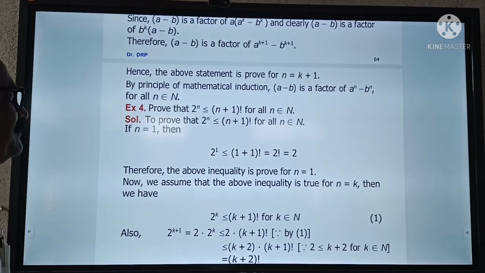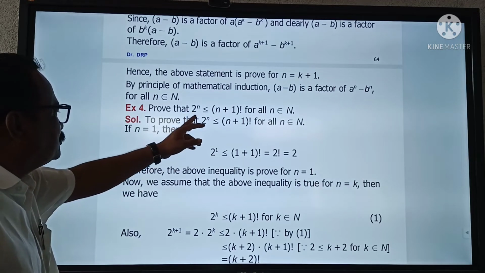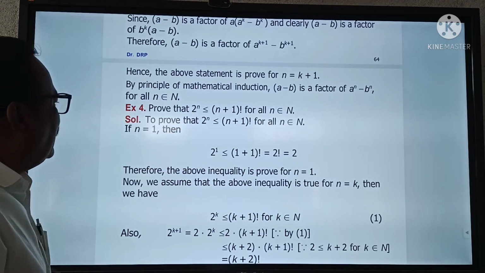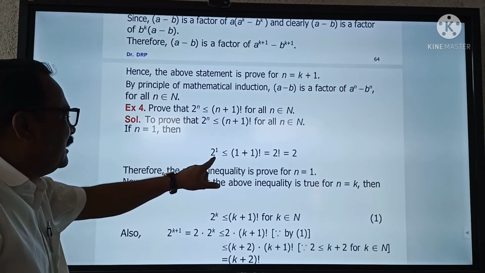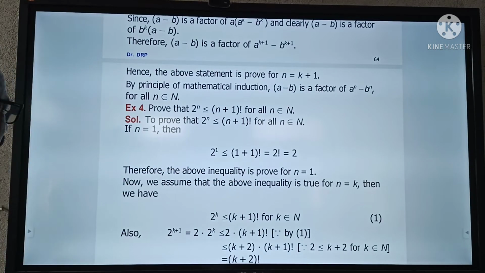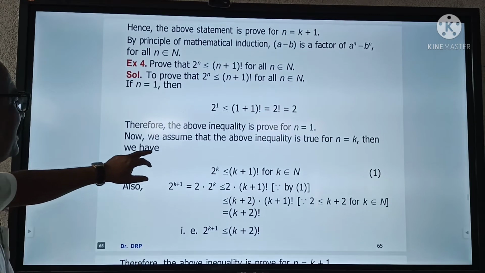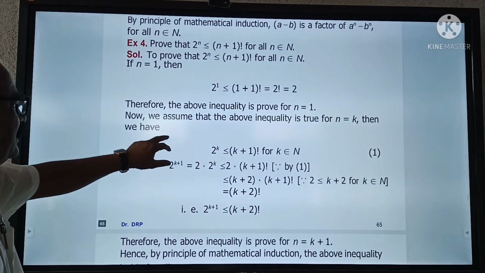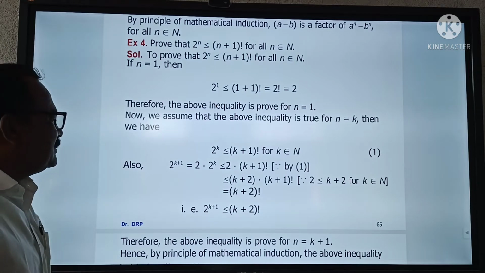Now prove this result for n equal to 1. For n equal to 1, 2 raised to n becomes 2 raised to 1, and n plus 1 factorial becomes 1 plus 1 factorial, meaning 2 factorial. Clearly 2 is less than or equal to 2. This is equal here. Okay. So the result is true for n equal to 1. So we assume that the result is true for n equal to k. So 2 raised to k is less than or equal to k plus 1 factorial for all k belongs to N.